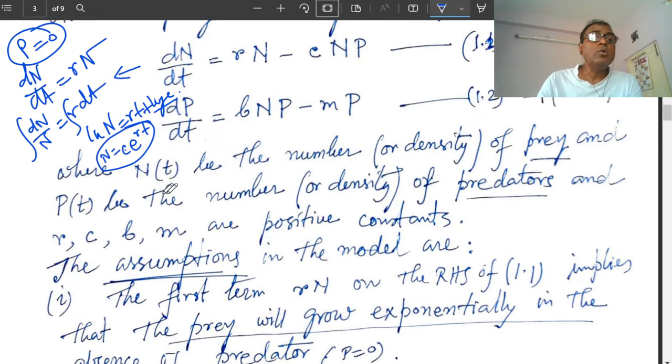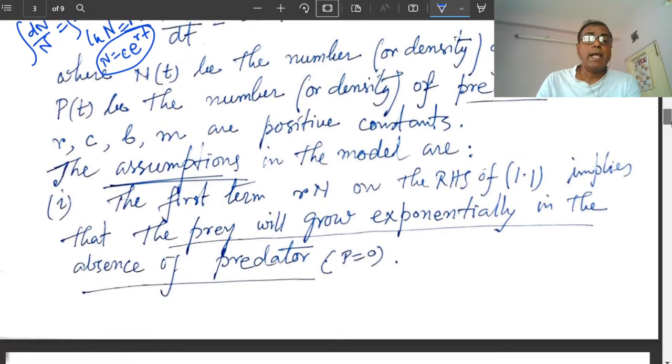So the growth of the prey, that is N, is exponential growth. So N is equal to some constant C into e to the power rt. So the first assumption of this model is that when the predator is absent, the prey will grow exponentially in the absence of the predator.